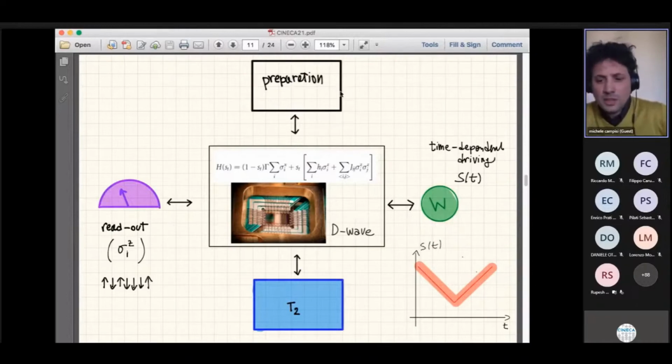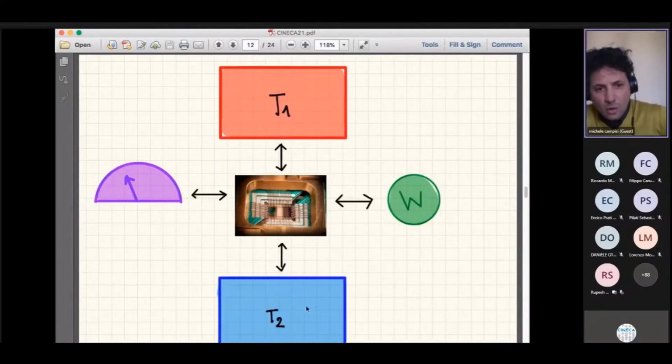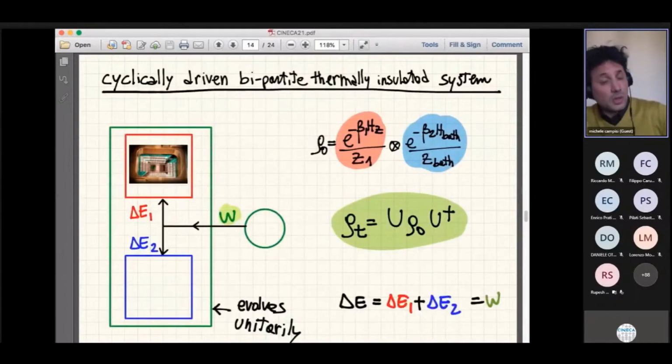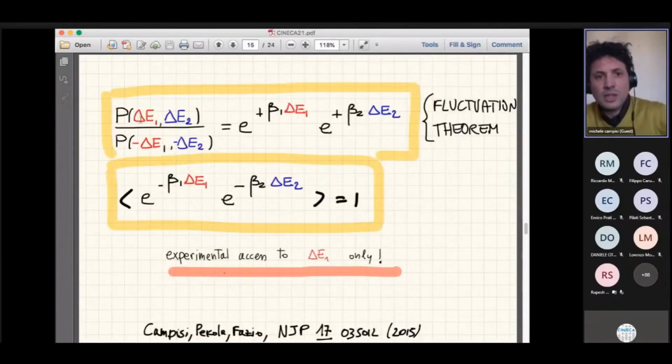So if you prepare the chip in a thermal state, then the whole thing is nothing but a thermal machine. You see, an object that exchanges heat with a cold bath, a hot bath, and a work source. And we know that for such systems, quantum thermal machines, which get energy in the form of work from an outside agent, which goes part in the system and part in the bath as delta E1 and delta E2 amounts of energy, we know that there is a fluctuation relation for those quantities, for those energies.